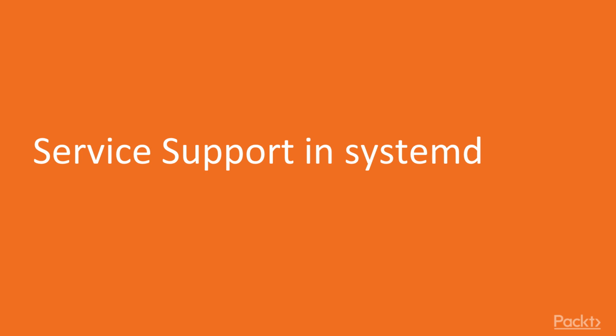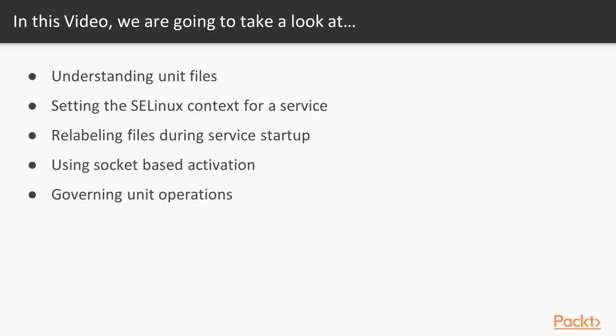Now we move on to the first video of this section that deals with service support in systemd. In this video, we'll start our journey by understanding what unit files are. Then we'll move on to setting the SELinux context for a service and relabeling files during service startup. Lastly, we'll learn to use socket-based activation and governing unit operations.